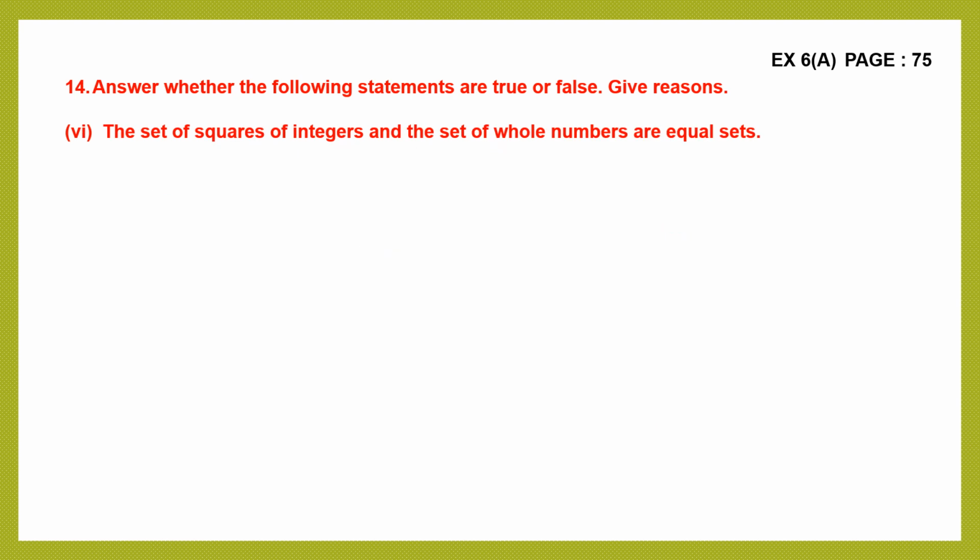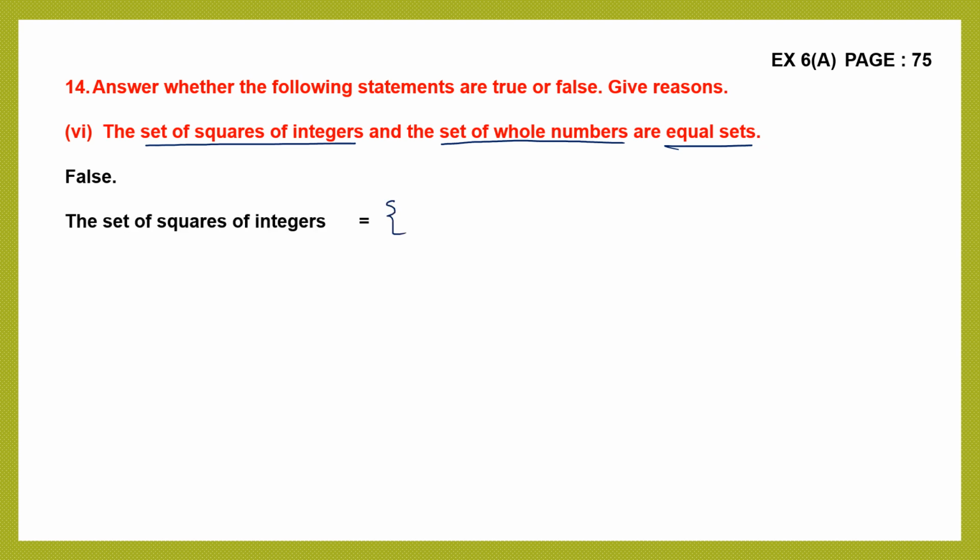Question 6. The set of squares of integers and the set of whole numbers are equal sets. So let's see. This statement is false. Why? What are the set of squares of integers? Now, integers can be -3, -2, -1, 0, 1. It can go on and on and on. Okay. So here it says the squares of integers.